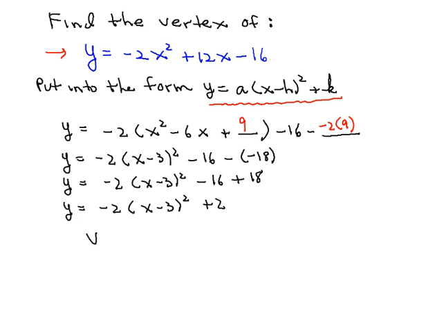So we can now identify the vertex to be 3, 2. And you know, because the coefficient of the squared term is negative 2, that this graph would open down.